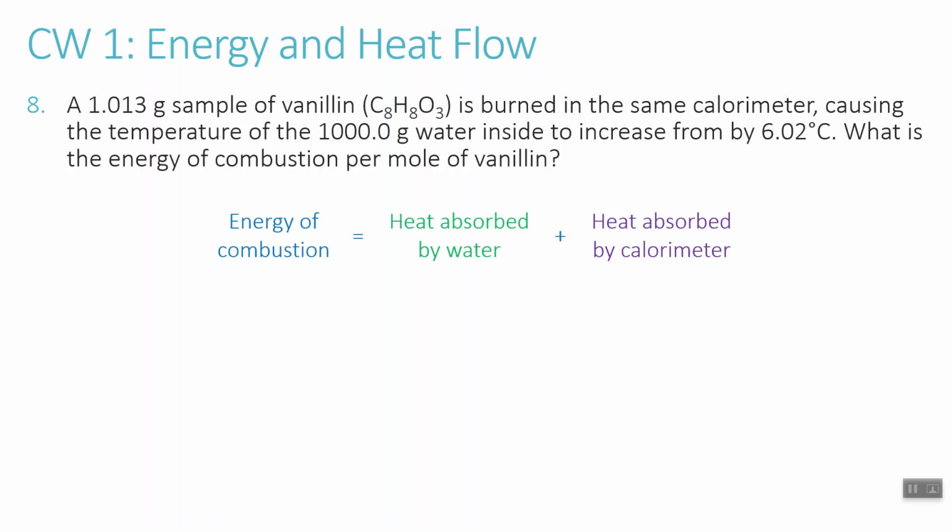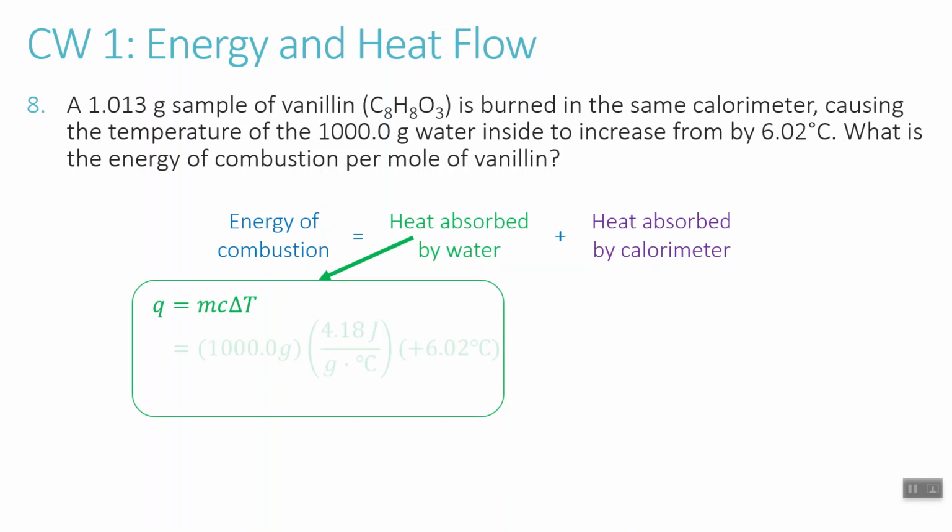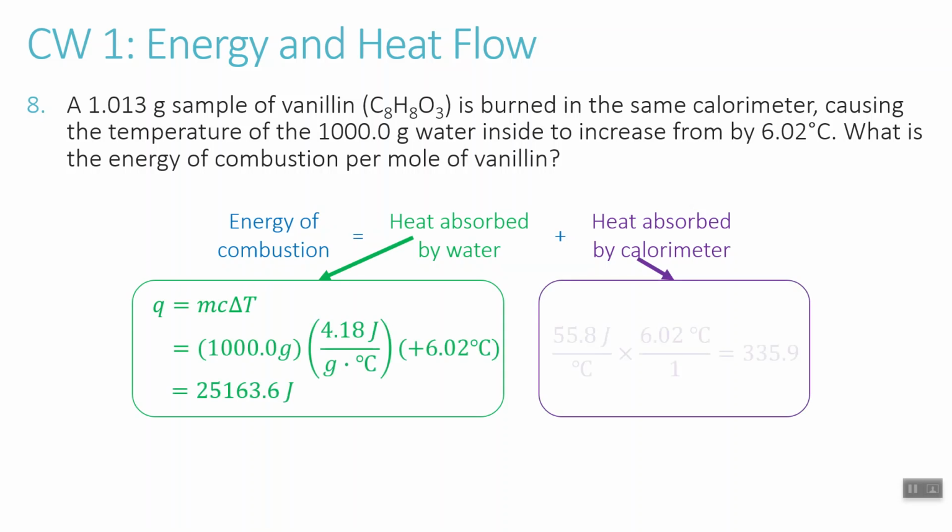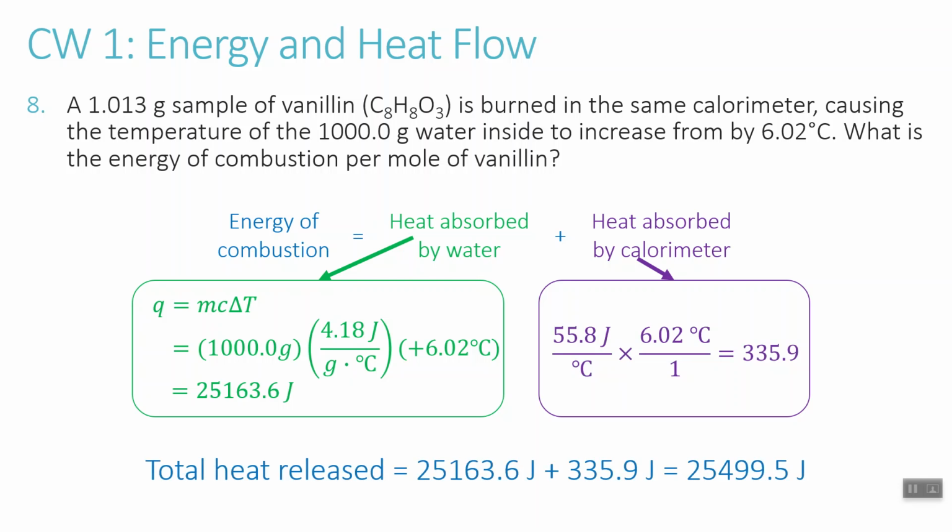So the energy of combustion is going to be equal to the heat absorbed by the water as well as the heat absorbed by the calorimeter. So I'm going to calculate this just using Q equals mc delta T because I know all those variables for the water. And then I'm just going to do my calorimeter constant times my delta T because that's going to give me joules. So I can combine these two and get the energy of combustion. So the total heat that was released was this number here.